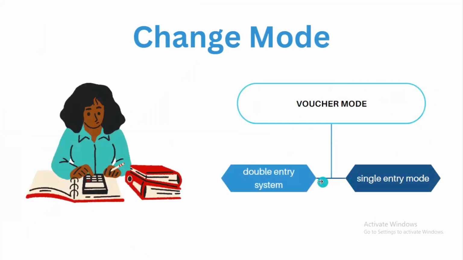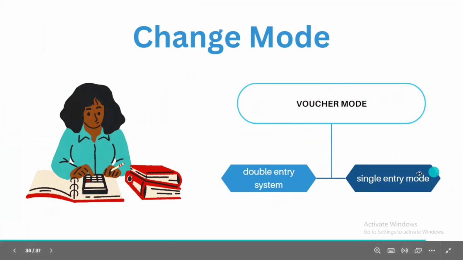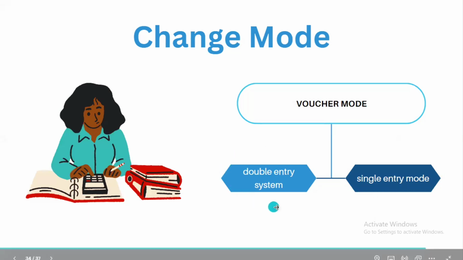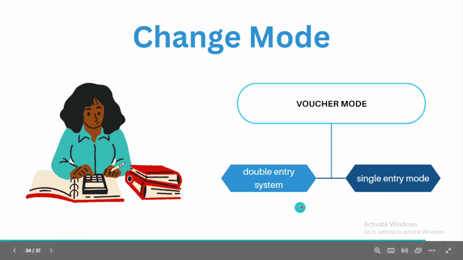Under voucher mode, there are two types of voucher modes: double entry system mode and single entry system mode. Double entry system mode records both the debit and credit aspects of a transaction, and it can debit multiple accounts and credit multiple accounts at the same time. Single entry mode records only one side of a transaction. It means it debits only a single account and credits multiple accounts. These two voucher modes are commonly used in three vouchers only: contra voucher, receipt voucher, and payment voucher.